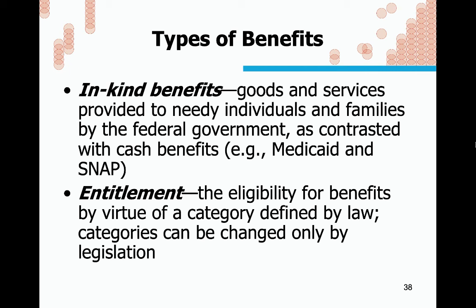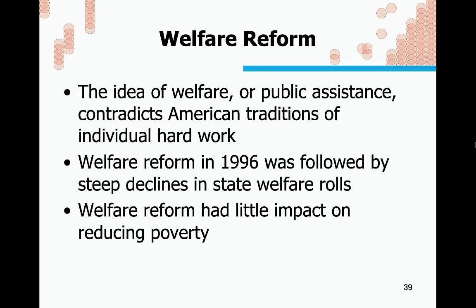We could talk about entitlements. The eligibility for entitlements is by virtue of a category defined by law. Categories can be changed only by legislation, and this gets back to that mandatory spending that I was talking about earlier. Social Security would be an entitlement. If you've paid into it, you are entitled to it. And "entitled" kind of has a bad connotation this day and age, but an entitlement in this context is just something that you simply are owed by the federal government by virtue of having paid into the system. You are entitled to Social Security if you've paid in.